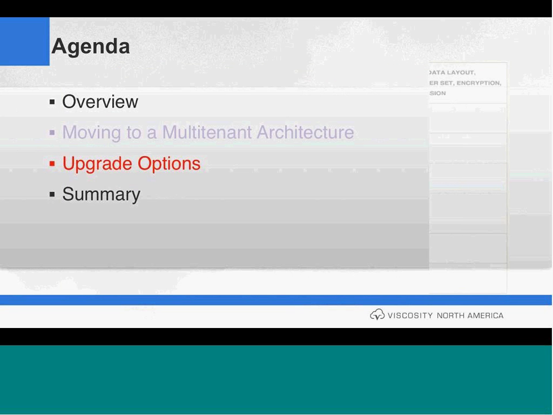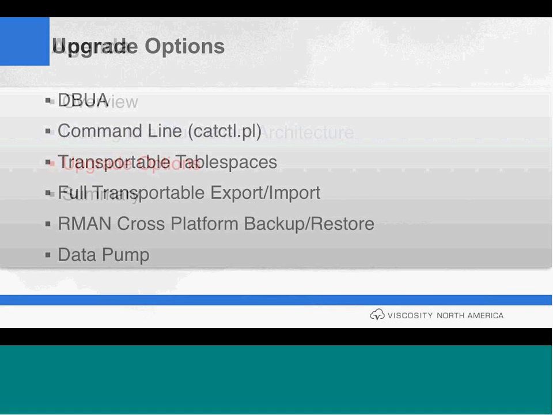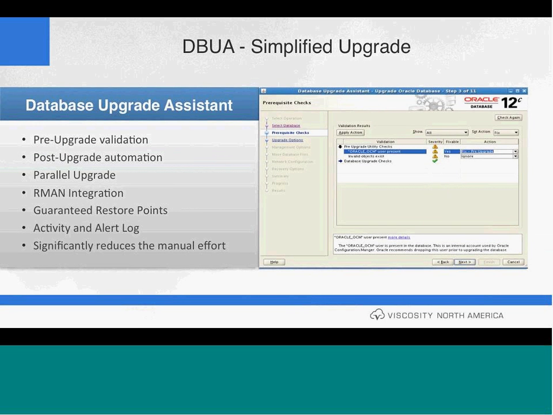So let's see what these upgrade options are. We kind of went over where to use these options, how these work. And we'll talk about DBUA first. For a long time, it's been one of the ways, and it's very GUI, using a graphical interface. It's a wizard-based procedure, and it will go through the pre-upgrade validation, make sure that all the checks are there, and ensure that you have what you need to do the upgrade.